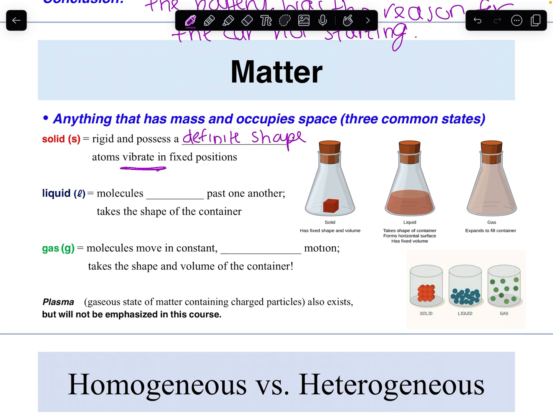The next one is a liquid. Molecules actually flow past one another, and they take the shape of the container. As you can see in this container, they fill the Erlenmeyer flask up. And the last one is gas. Molecules move in constant random motions. They're always moving around, and they take the shape and volume of the container. Now there is another phase, which we call plasma, but we're actually not going to discuss plasma in this course, especially because there is so much research still being done on it.